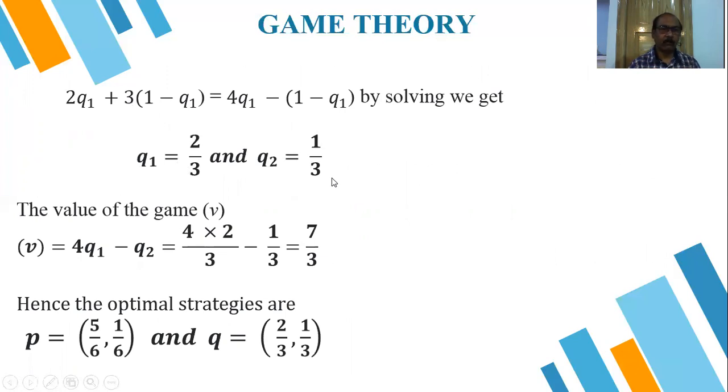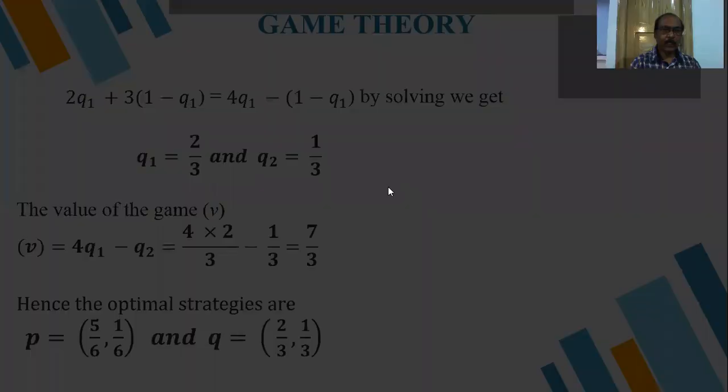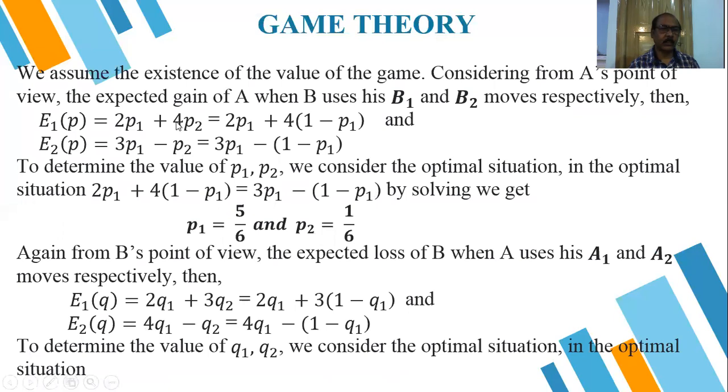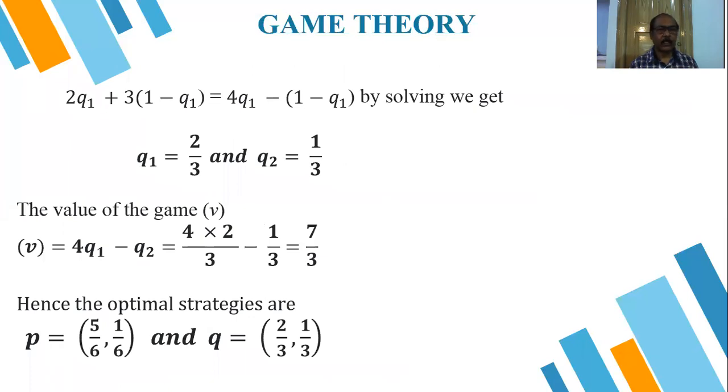The value of the game V, we can put into any one of the relations and we will get the value of the game. So V is equal to 4Q1 minus Q2, which is 4 into 2 by 3 minus 1 by 3, equal to 7 by 3.